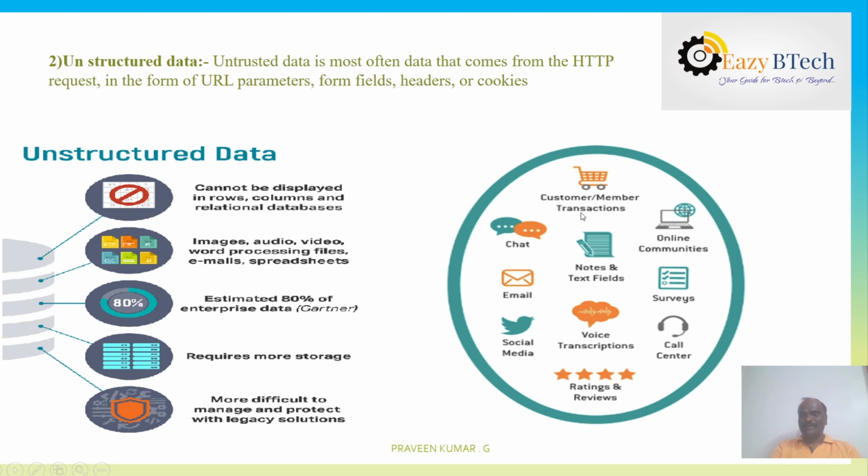That's why we cannot measure the data. In the previous example, data may be in a particular format, but whereas in the chat, data may be in textual format, audio format, video format, and multimedia. That's why this type of data is called unstructured data. Here we cannot display it in rows and columns.